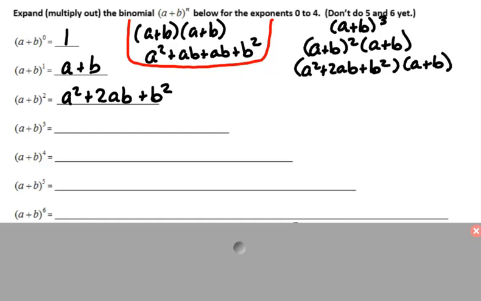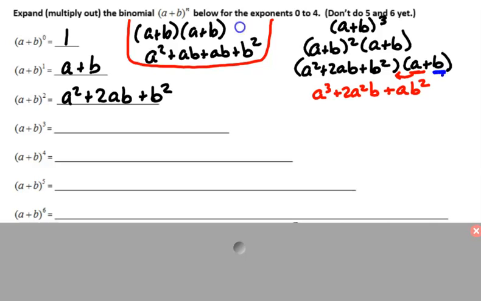Now my favorite way to multiply is to start with a and multiply a times everything in that set of parentheses. So a times a squared, a times 2ab, a times b squared. So a times a squared would be a cubed. A times 2ab would be 2a squared b. A times b squared would be ab squared. Notice I'm going to always put the a first and the b second just to be consistent here.